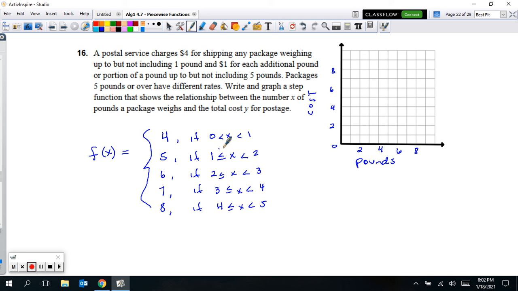So now that we have the function written out, now we just have to graph the function. So graphing it's over here, so we're at 4. I'll do a red, different color. We're going to say open hole, and then as soon as we get to 1, which is 1 pound right here, it's going to be an open hole also. So 2 open holes we had here, open and open. But then we're at $5 when we get to 1, so closed hole and then open hole.